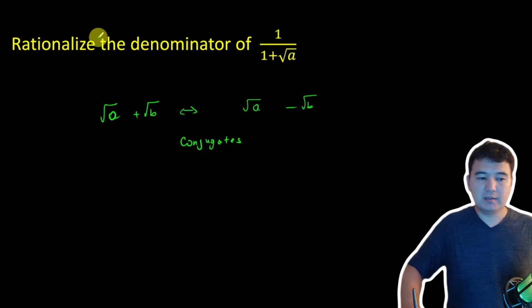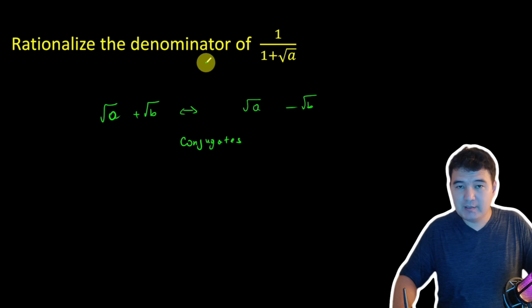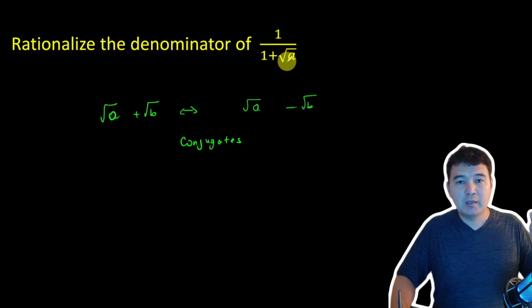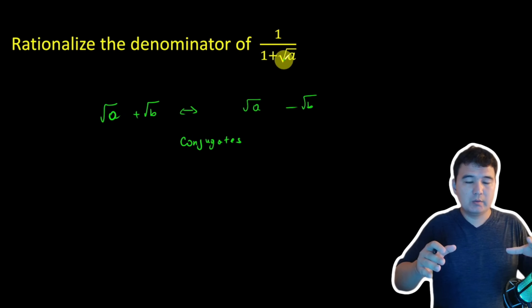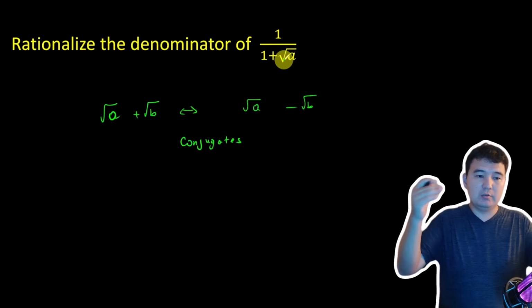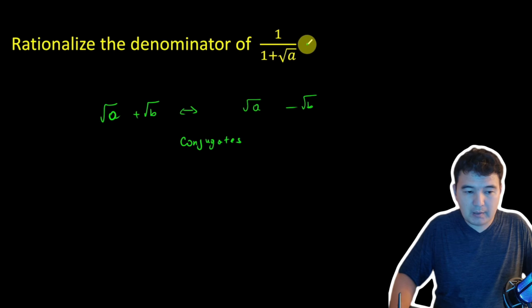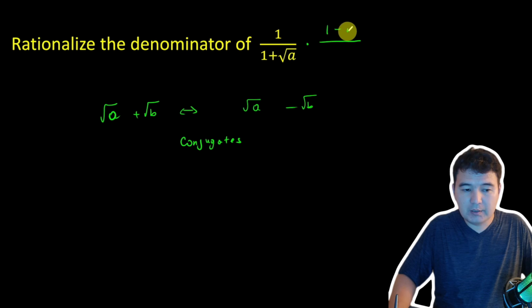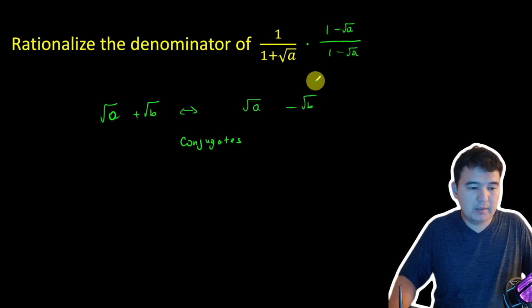So if you want to rationalize the denominator, which means get rid of the square roots in the denominator, usually we don't want any square root or radical expression in the denominator. Everything should be in the numerator. In these cases, I will multiply both numerator and denominator by the conjugate. So that would be this expression.